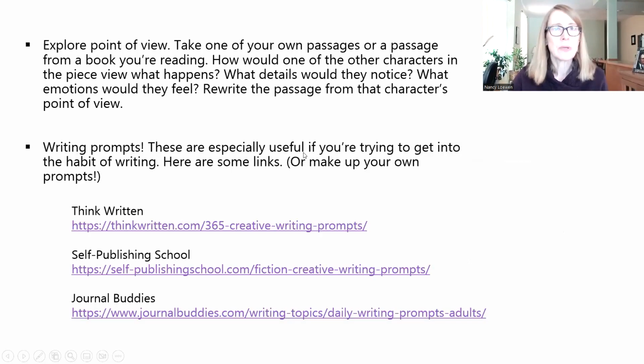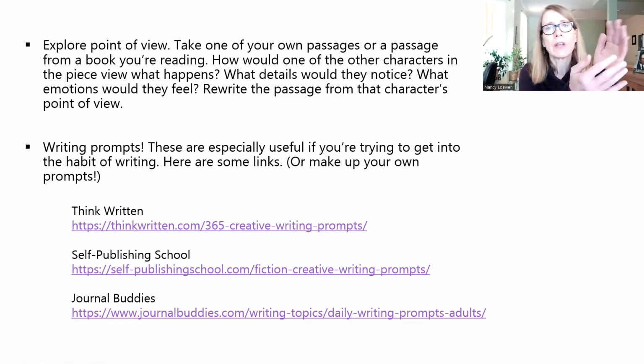Another exercise is to explore point of view. You can take one of your own passages or maybe a passage from a book you're reading. How would one of the other characters in the piece view what happens? What details would they notice? How would they feel? And rewrite that passage from that character's point of view. You might want to do this if you have a piece and you're just wondering if you should switch. Just take a couple of paragraphs and give it a try to see.